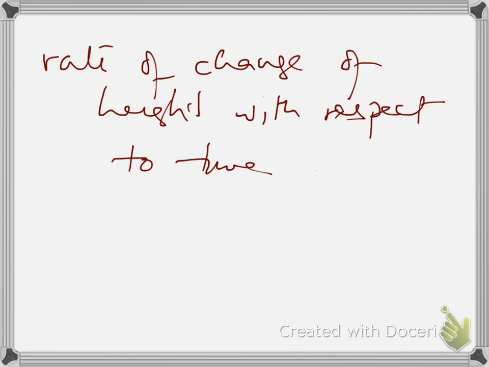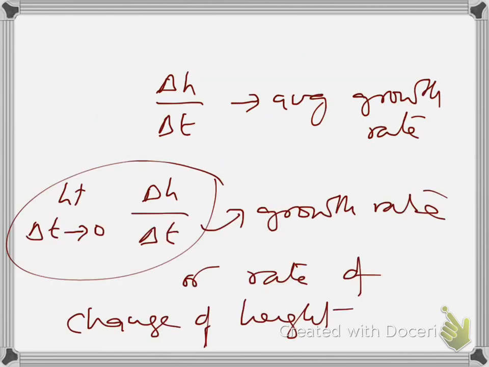That is the meaning of this. Without that limit, it is only average. With that limit, with that time difference going to 0, it becomes growth rate. If you refer to any good standard textbook, Resnick and Halliday, University Physics or H.C. Verma, they would define it this way. But they would directly go to this. They would not explain the way I have explained to you in great detail. To bring you to this point was all my previous discussion in a systematic way. So this is rate of change of height, or rate of change of height with respect to time.